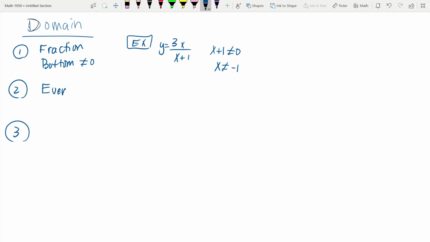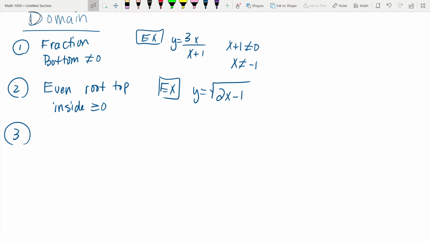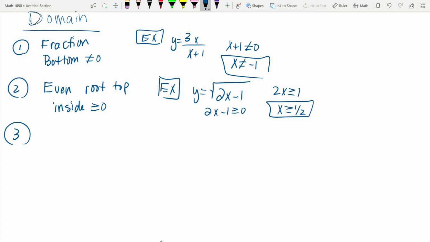The second thing is an even root. If you have an even root on the top, the inside must be greater than or equal to 0. Here's an example. Y equals the square root of 2x minus 1. You have a square root on the top, so you take the inside, and it must be greater than or equal to 0. So 2x must be greater than or equal to 1, x must be greater than or equal to 1/2. Done.